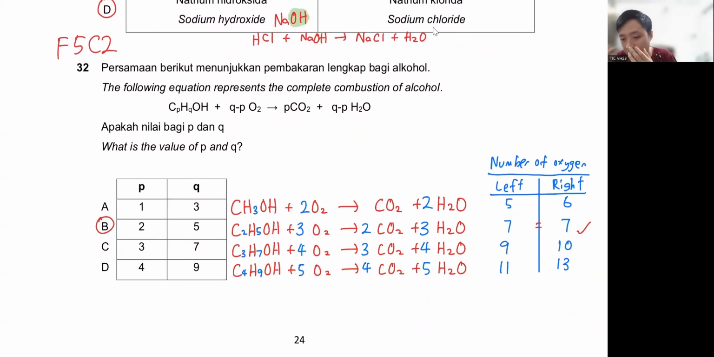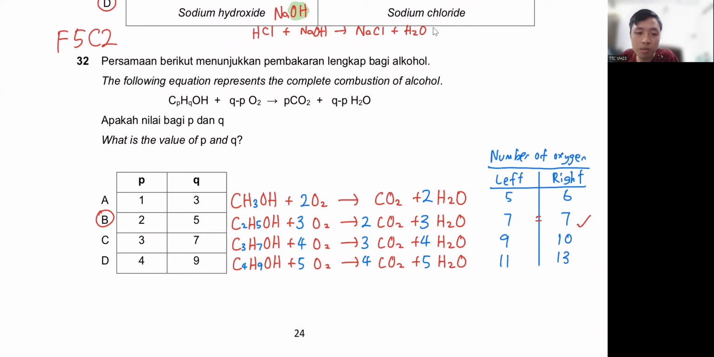Question 32 is from chapter 2. This one is really not clear. Basically you just put everything inside, one by one, and you can see. You can see that B is equal to 1, and left and right are equal for oxygen, so it's correct. All the others are not balanced.